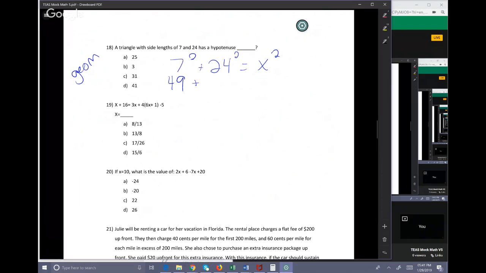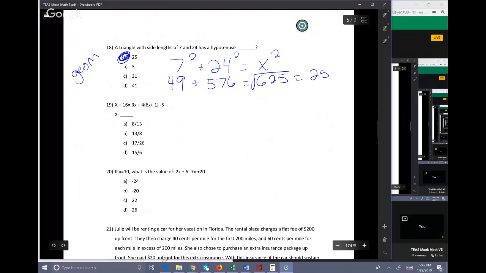So 24 times itself is 576. 7 times itself is 49. And those add up to 625. That doesn't mean the hypotenuse is 625. That means that when you square root 625, you get the hypotenuse, and the square root of 625 is 25.